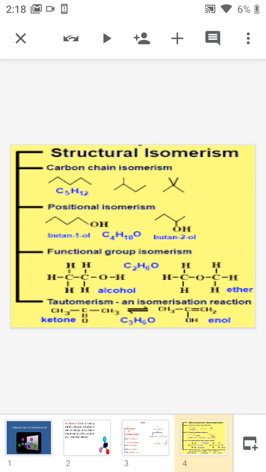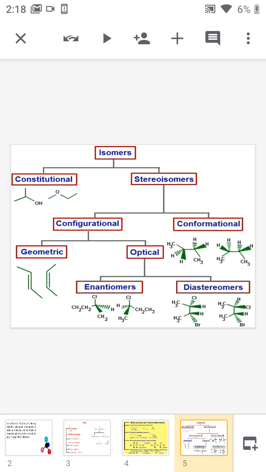Okay. Next is the fourth category, that is tautomerism. We have heard about keto-enol tautomerism. Keto form: a ketone means a keto group, a C double bond O group is present. Enol means the enol form. Keto-enol tautomerism. We have already studied keto-enol tautomerism in the case of ketones.